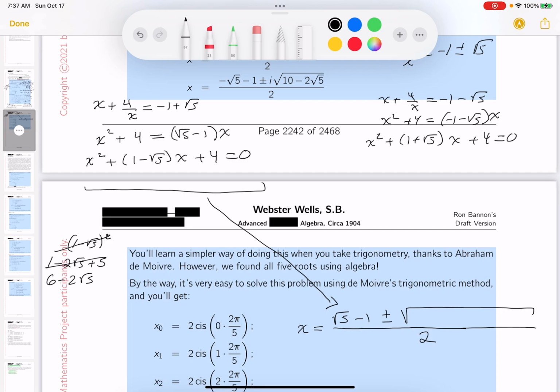Now I got to do the 4 ACs, right? So 4, the a is 1, and what's the c? The c is 4. What's that going to be? Well, let's write this down. And again, I'm just doing my side work over here. 6 minus 2 root 5. That's the b squared minus 16. And what do you get there? Minus 10 minus 2 root 5s. I'm going to write that down for you.